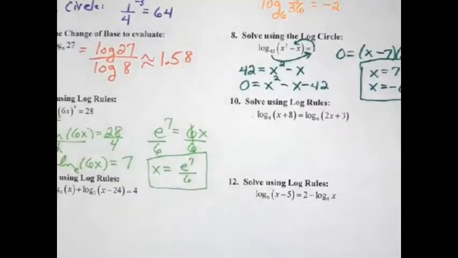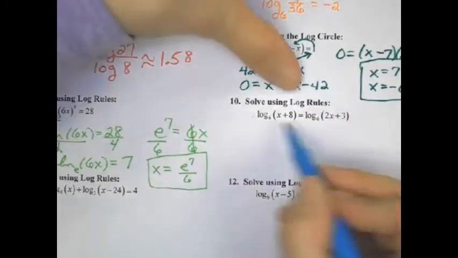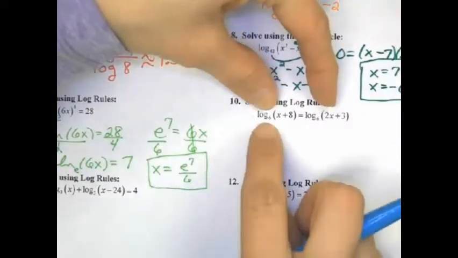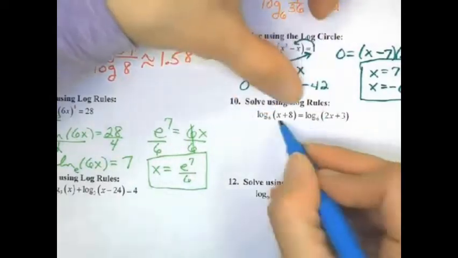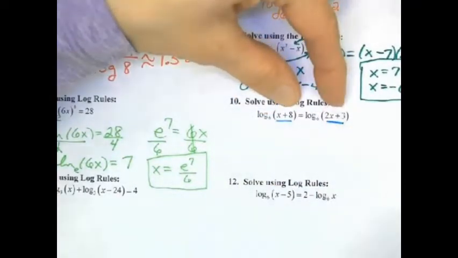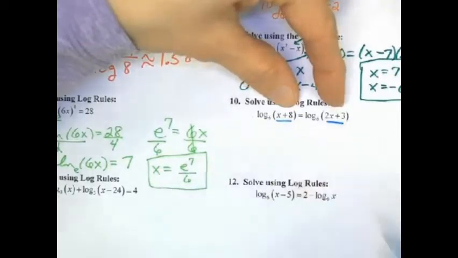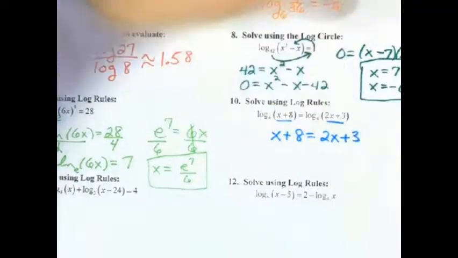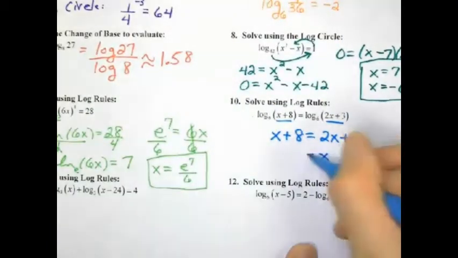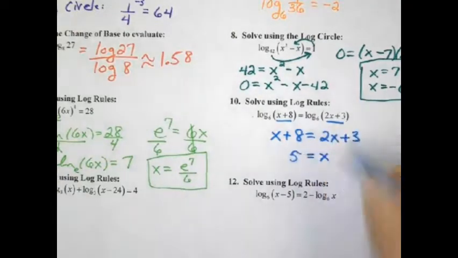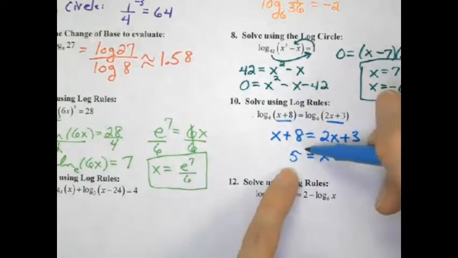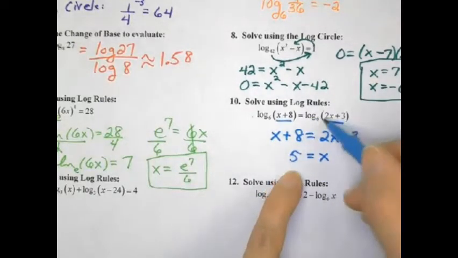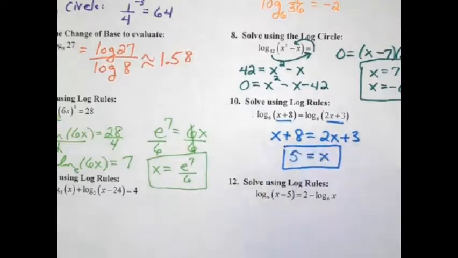Number 10, solve using log rules. If you have a problem where there's a log on the left and there's a log on the right, and the base is 6 and the base is 6, you can just isolate and look at the arguments. If logs are equal, then arguments are equal. x plus 8 equals 2x plus 3. And now it's just a linear equation to solve. x equals 5. Let's make sure this is okay. If I take 5 and plug it in, that argument is positive, and that argument is, yes, positive. Both good.